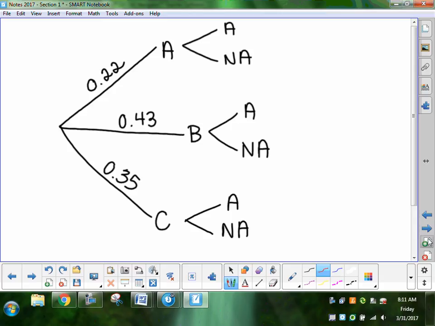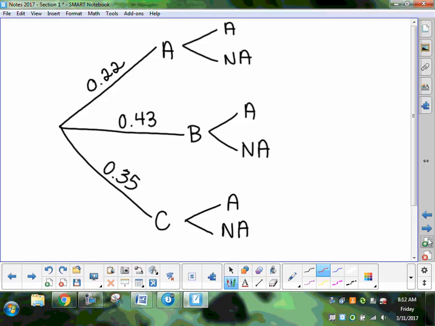Now, what's the probability of an accident given Group A? Hands up, please, if you can tell me that. What's the probability of an accident given Group A? We got 2 of us. So, yeah, 0.11. What's the probability then of no accident for Group A? Peter? Yeah. 0.89.